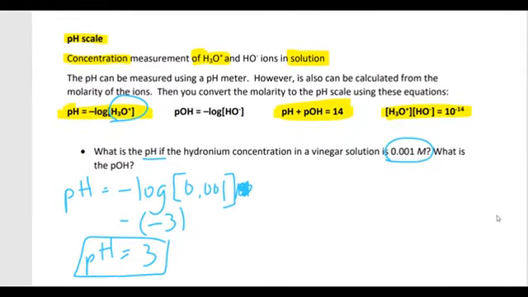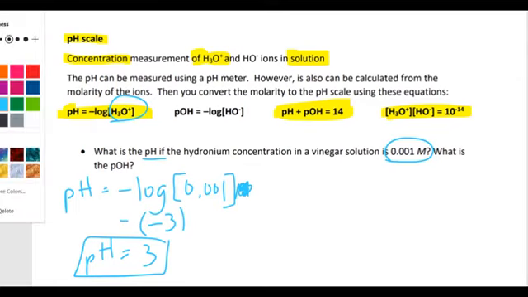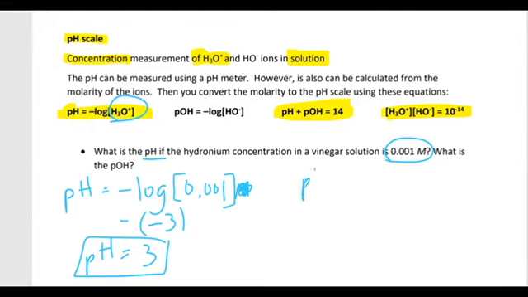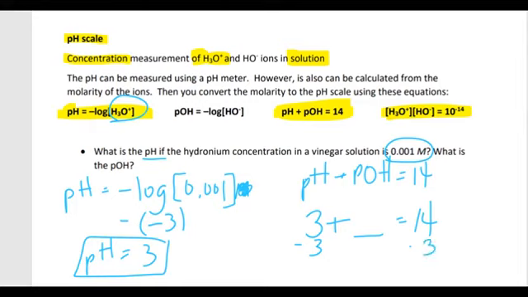Now to find the pOH, all we need to do, if we know the pH, is to use this equation. If we know that pH plus pOH is equal to 14, I would say, well, 3 plus what is equal to 14? So we would subtract 3 from both sides. So the pOH would be 11.